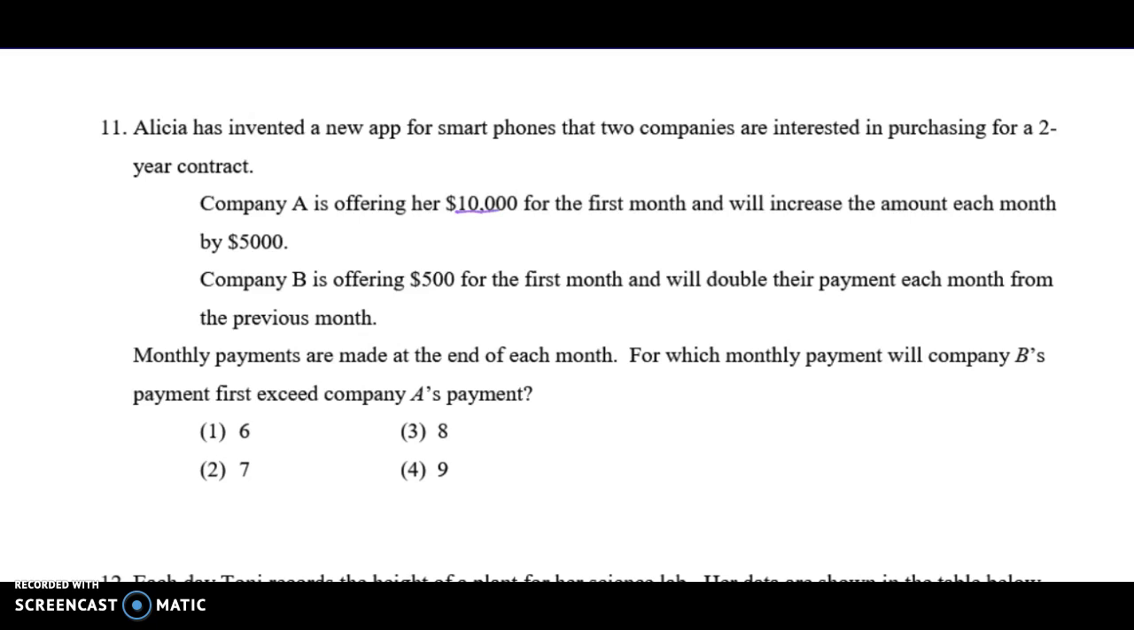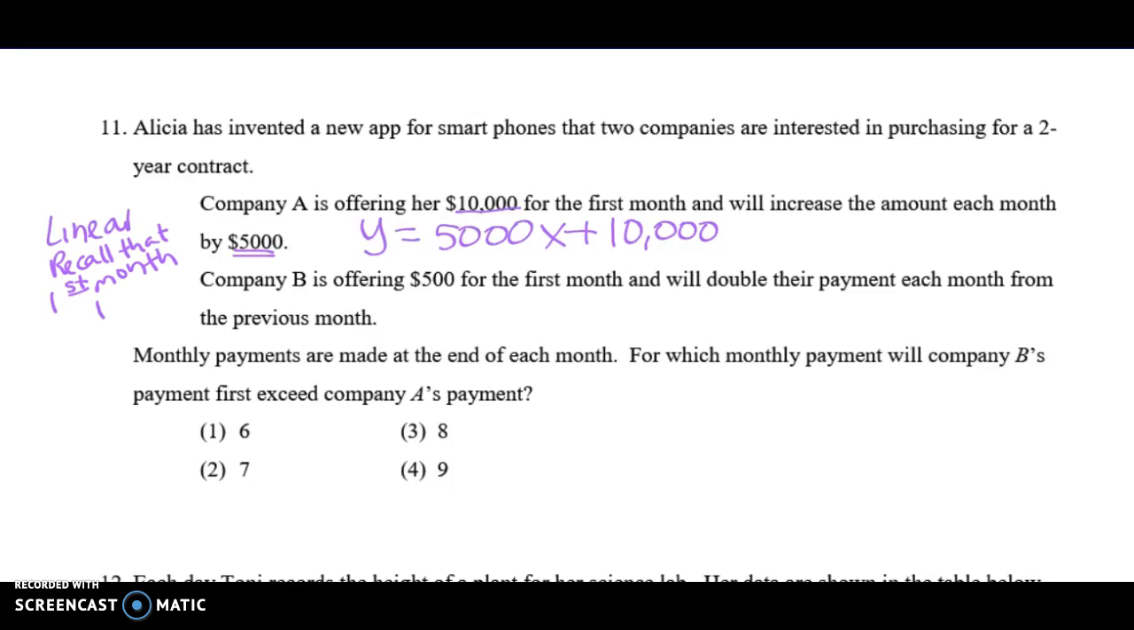So, initial amount and increasing by $5,000 each month. Same amount every time. This one is linear. So if you recall, it's what we change by for the slope, and then the initial amount for the y-intercept. And we need to recall that the first month for both of these is x equals 0 when we look at our table.